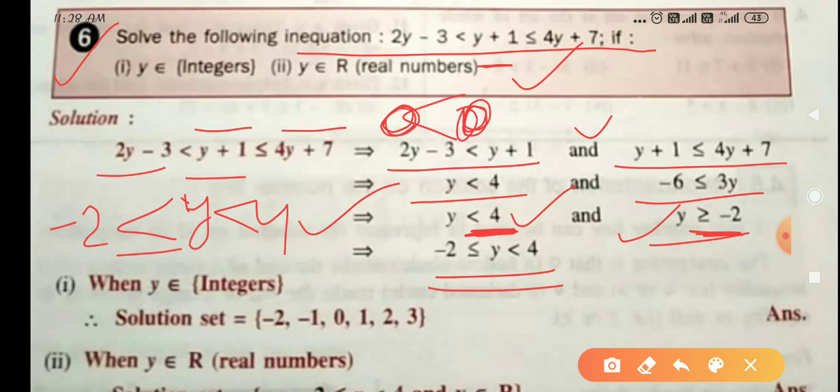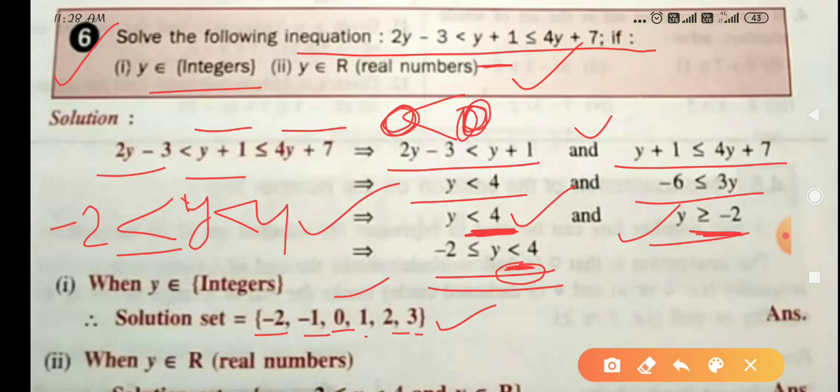Now the first part is when y belongs to integers, the solution set. What will be the solution set? All the integers are given, but you have to take in the solution set integers from minus 2 to less than 4. Why am I saying from minus 2? Because the equal to sign is there, so minus 2 will be included. But here the equal to sign is not there, so you will not include 4. So from minus 2: minus 2, minus 1, 0, 1, 2, 3. This is the solution set.